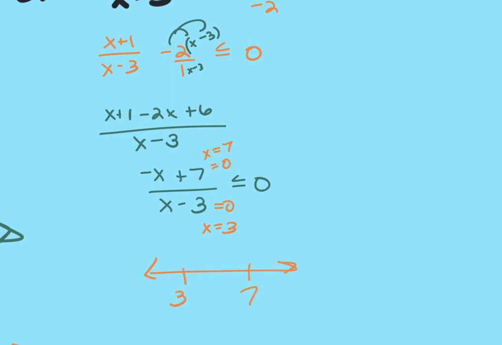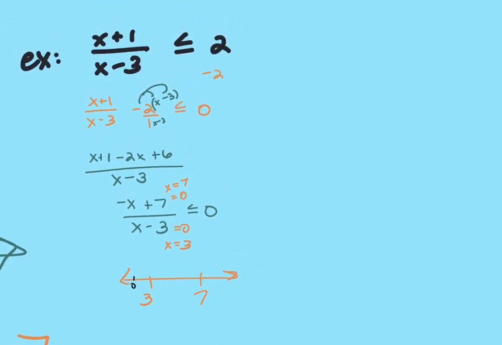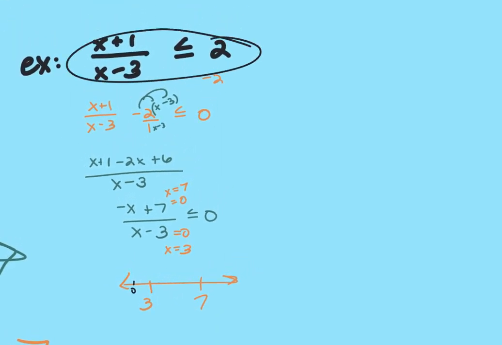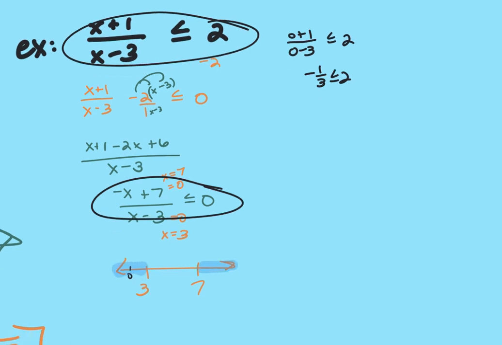3 and 7 go on my number line. I plug in a value, zero to the left this time. And you can plug it in at the beginning or once you've got it to the 0. From the beginning, it would be 0 plus 1 over 0 minus 3 is less than or equal to 2. Negative 1/3 is less than or equal to 2. So the outsides get shaded.